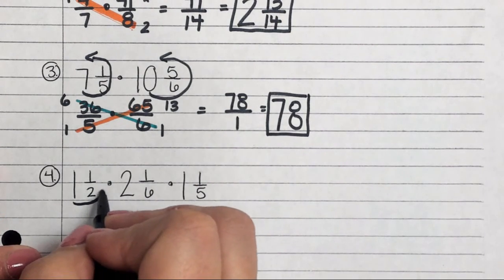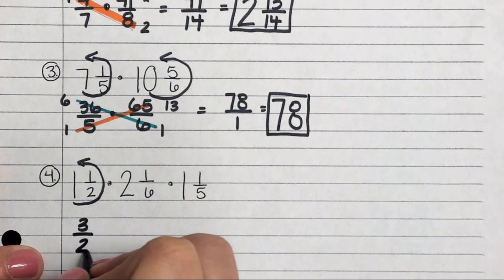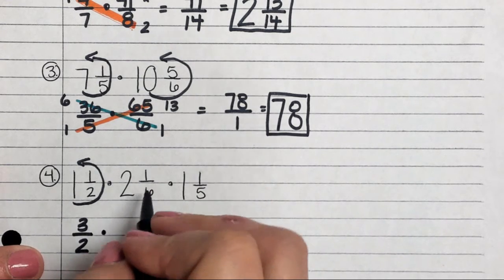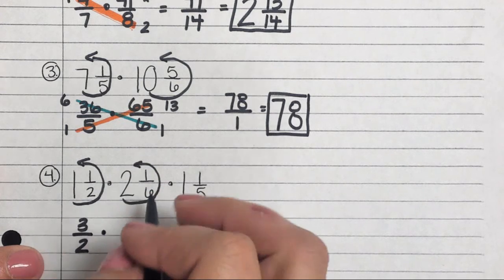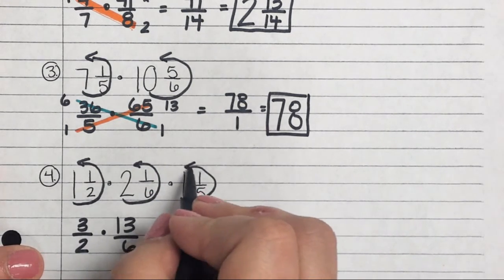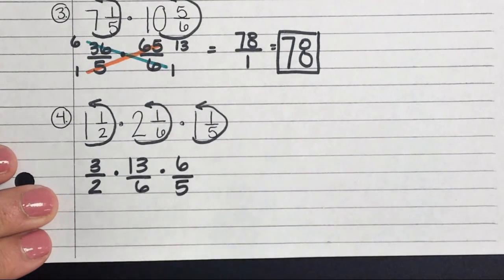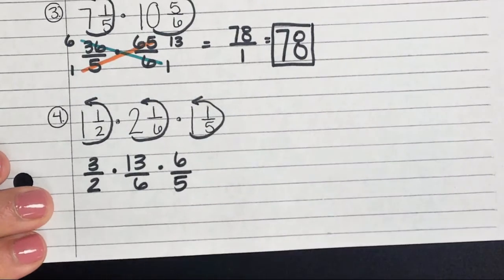So 1 times 2 plus 1 would give us what? 3 over 2. What about 2 times 6 plus 1? 13 over 6. And then the last one, 1 times 5 plus 1? 6 fifths. Now, this is where it gets a little tricky. Can we cross cancel?